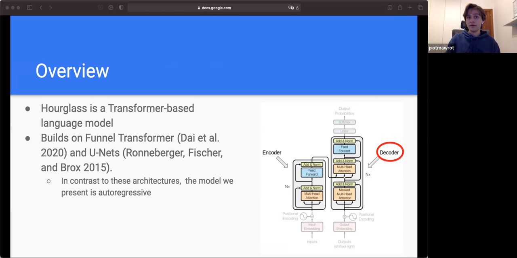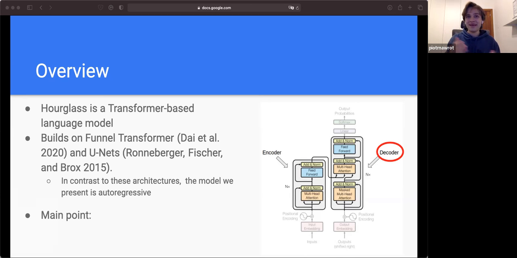Our work builds on Funnel Transformer and U-Nets. The main difference between our model and Funnel or U-Net is that our model is autoregressive, so it can be used for language modeling or image generation. Just a quick recap: a statistical model is autoregressive if it predicts future values based on past values. For example, an autoregressive model might seek to predict a stock's future prices based on its past performance.